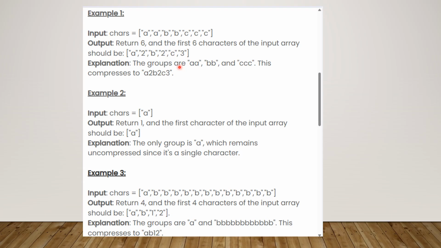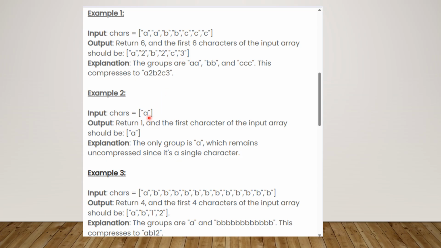Let's see the input and how it is actually calculated. If the input is A, B, B, C, C, C, then A occurs 1 time, B occurs 2 times, so it should be B2, and C occurs 3 times, so it should be C3.